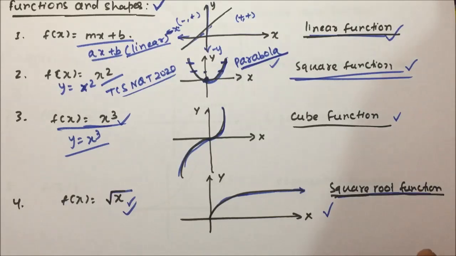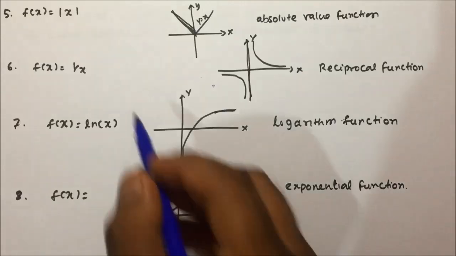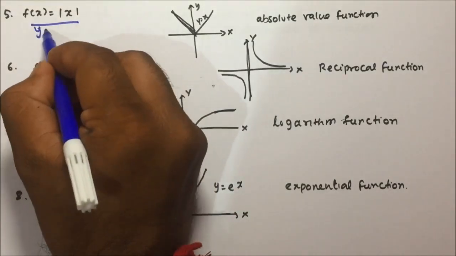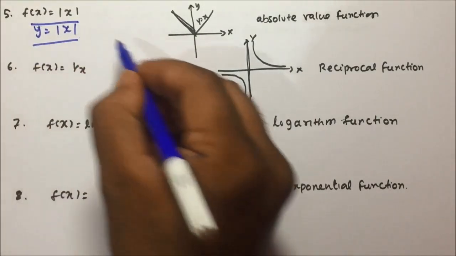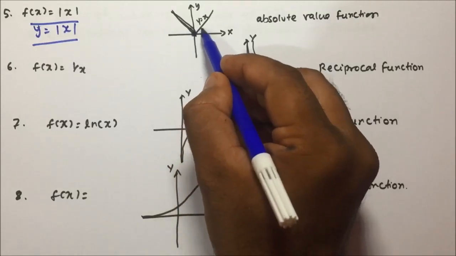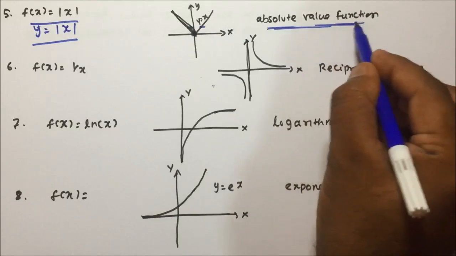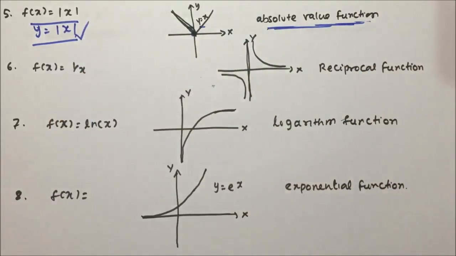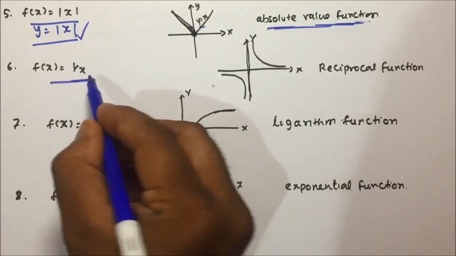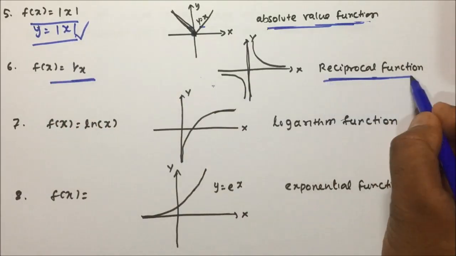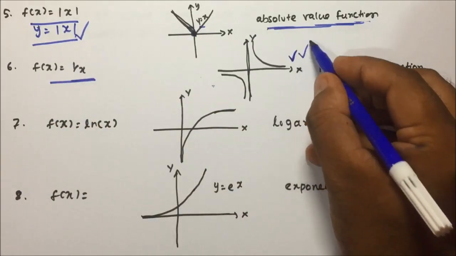Now moving towards some other functions and their shapes. Now f(x) is equal to modulus of x. Again y is equal to modulus of x. So if we keep the x value 0, it will be 0, 1 means here, again 1 means here. So this is called the absolute value function, also called modulus of x or mod of x. Now f(x) will be equal to 1 by x. This is also called a reciprocal function, and the shape will be like this.